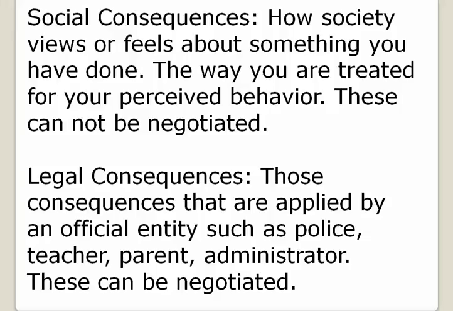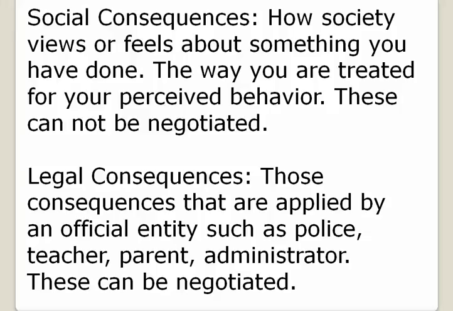On the other hand, legal consequences are the consequences applied by the people who make the rules or the people that enforce the rules. For instance, if you steal money, going back to that previous scenario, then it is legally stealing and you can get written up if you're at school, you could get grounded at home, or you could be arrested by the police. Social consequences, because they have to do with emotions, cannot be negotiated.